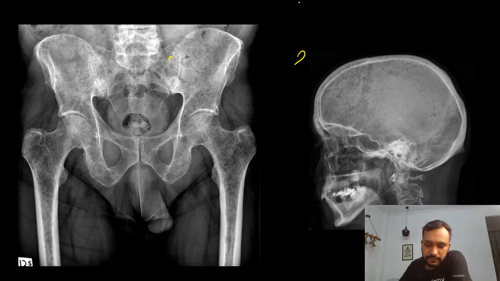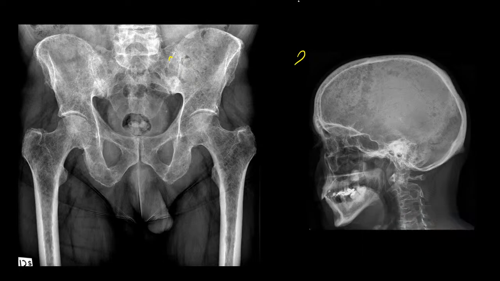Moving on to the next spotter. Guys, tell me, what is the investigation that you can see in this image?